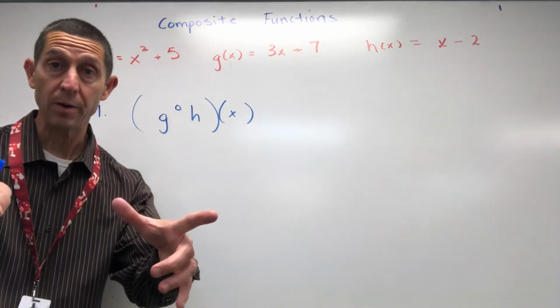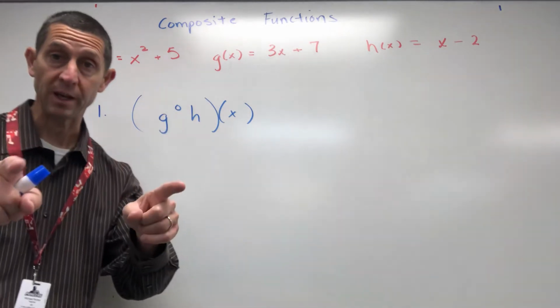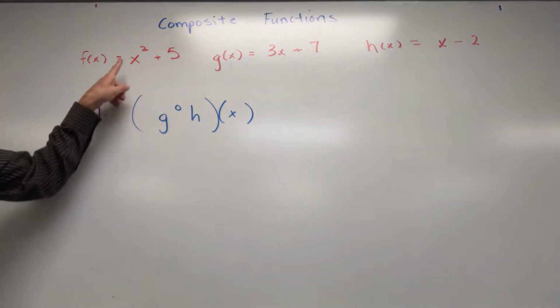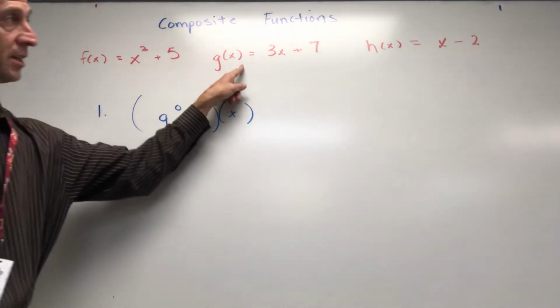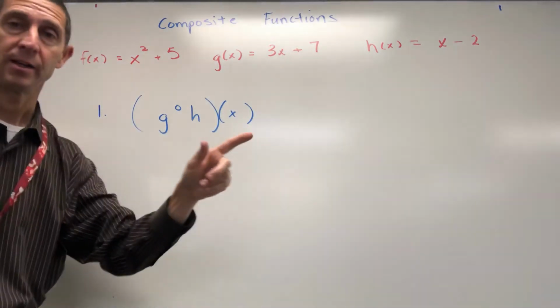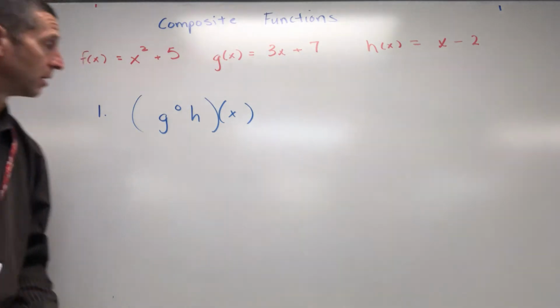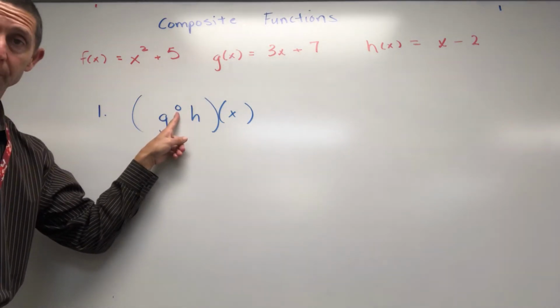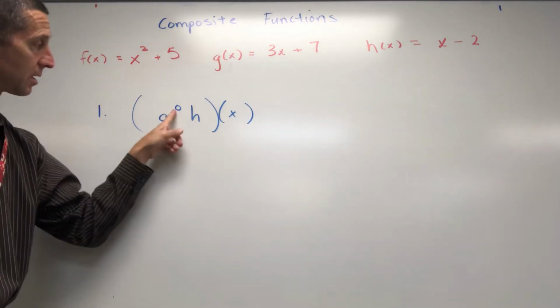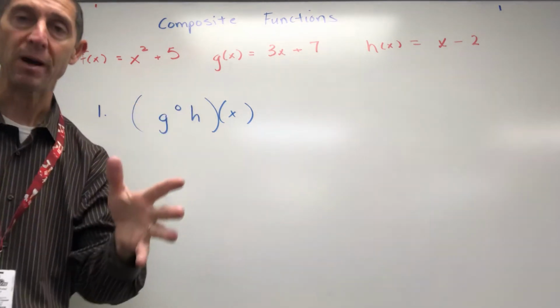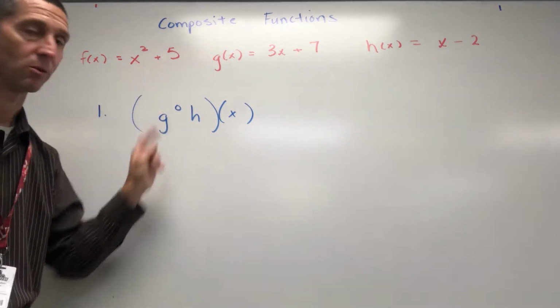Okay, on composite functions, got 4 examples. For the 4 examples, we're going to use functions for f, g, and h. Now, composite functions you may have done before, but you might not have recognized this form. So there's this little circle right here. So this circle is g composite h. So composite functions, the little circle.